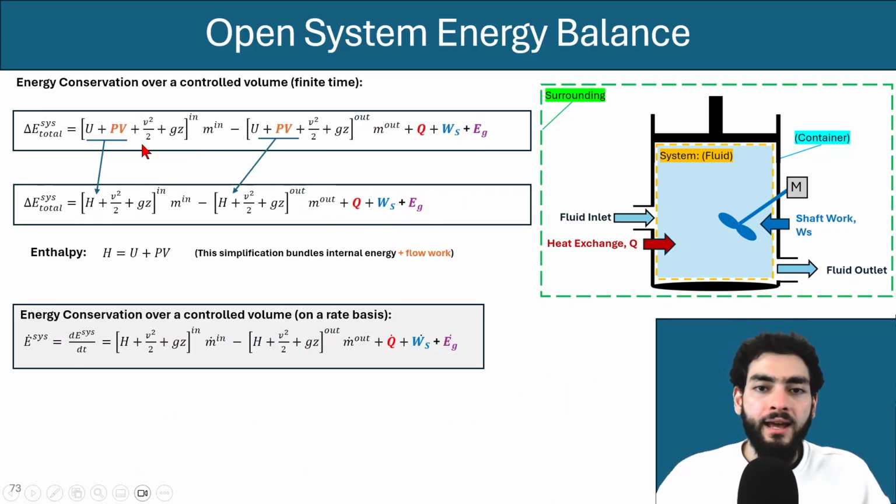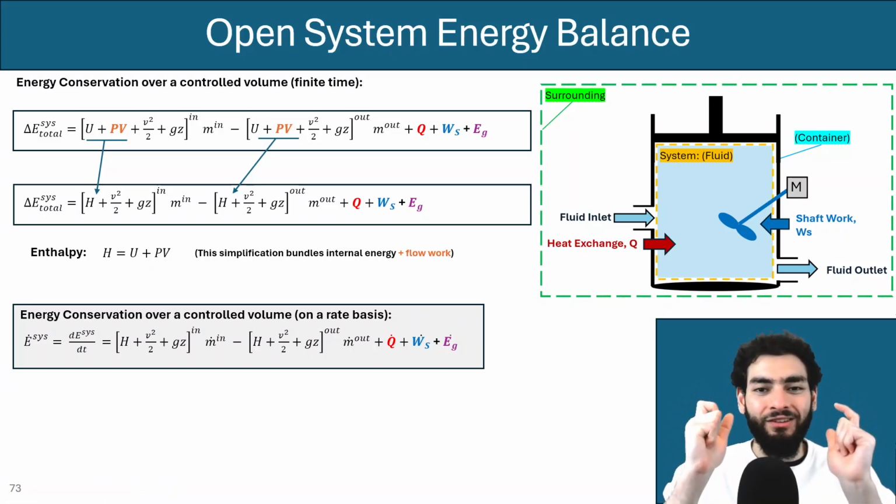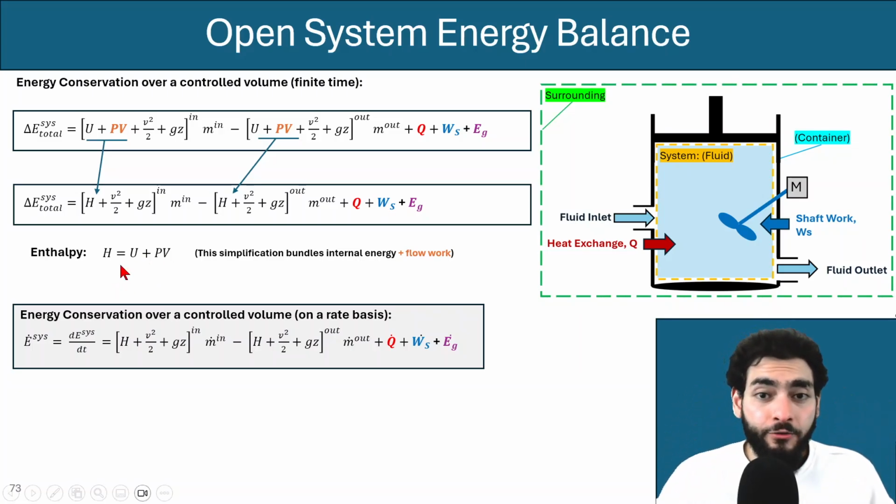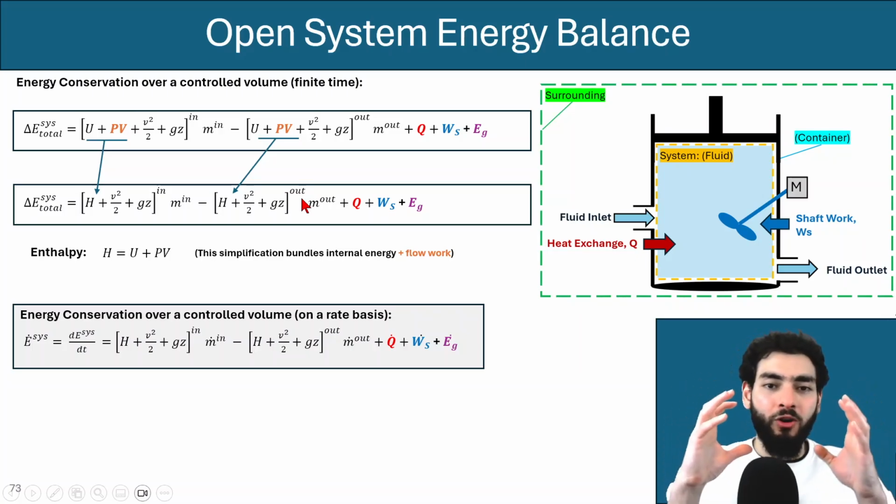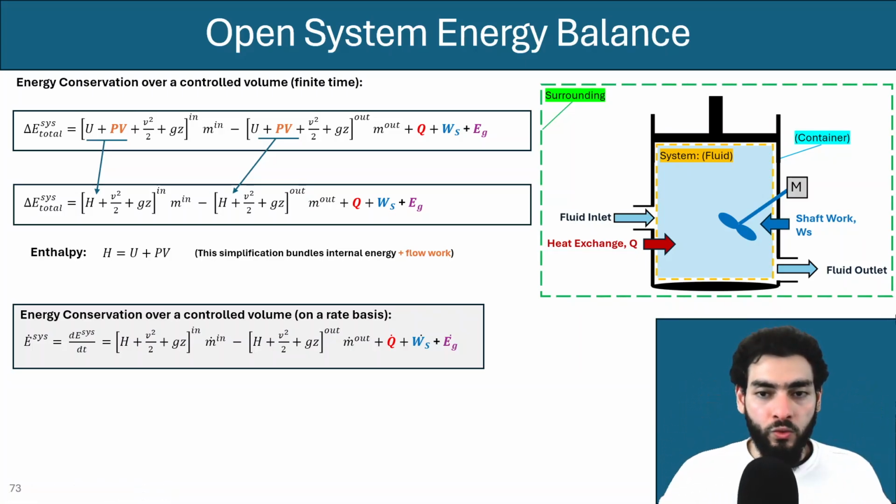Okay, so now looking at this energy balance term, there's another simplification that you could make, which is, let me introduce the term enthalpy to you, which is represented by capital H. Now, this enthalpy term is the internal energy plus the pressure times the volumetric density of the fluid. And therefore, if that is the definition of enthalpy, then you can combine the internal energy term plus the pressure times the volumetric density into just a capital H. And so if you do that, you get a much smaller energy balance to work with.